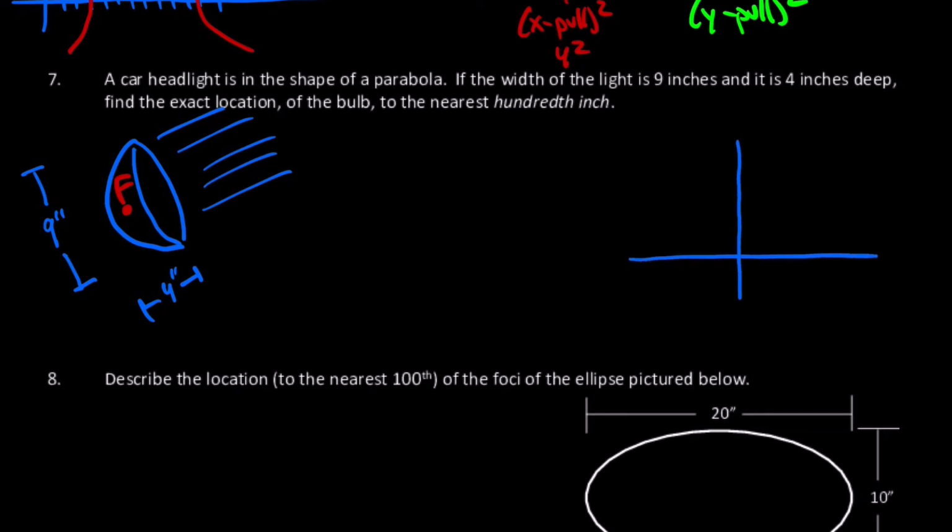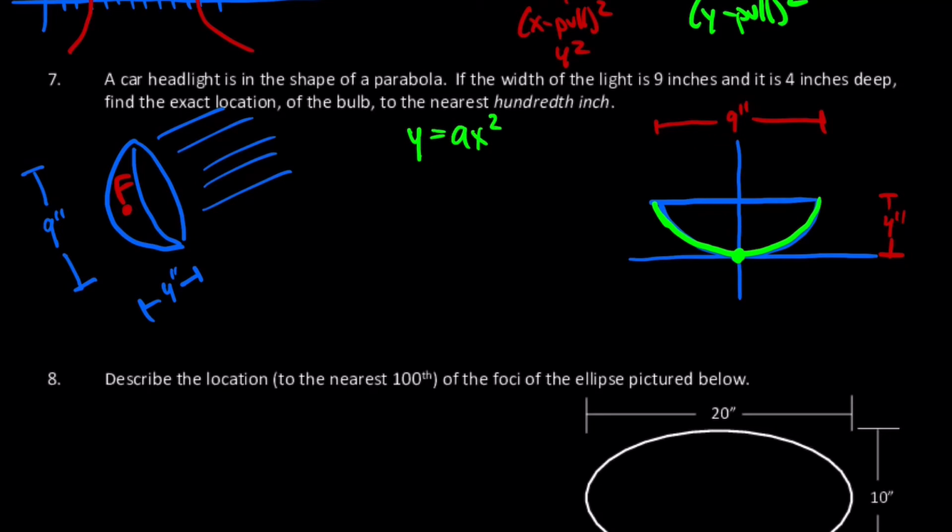And the easiest way to do that is to put the vertex at (0, 0) and have the parabola open up. So what I'm doing here is making a cross section of this headlight. And what I know is that the width is 9 and the depth is 4. All right, well, what is the equation of this parabola right here? That's what I need to get. The vertex is at (0, 0). It opens up, so that equation is y equals ax squared. But I don't know what a is. To help me get a, I need to find the coordinates of this point right here.